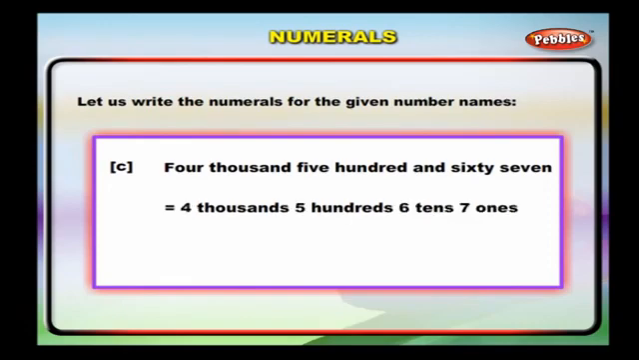4,567. We have 4,000s, 500s, 6 tens, and 7 ones. We write this as 4,567.